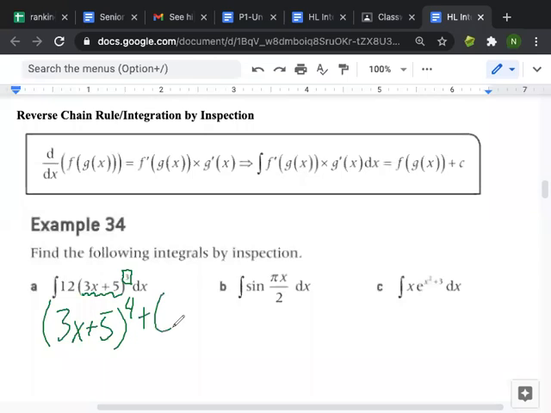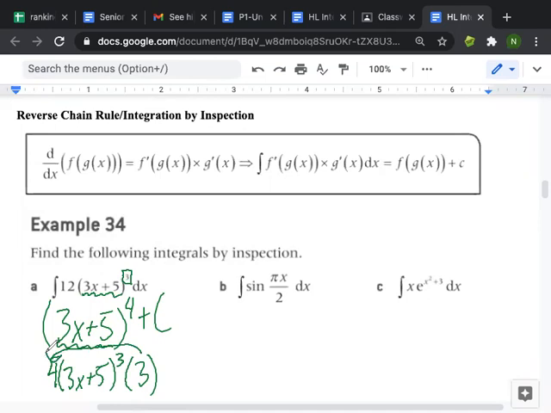So when I take the derivative of this, I take the derivative of the outside. So it would be 4 times 3x plus 5 raised to the 3rd power times the derivative of this inside term. So the derivative of that is 3. And that's how they got 12 on the outside, because of this 3 times 4. Okay, let's look at another one.